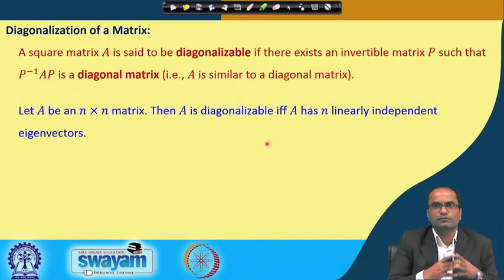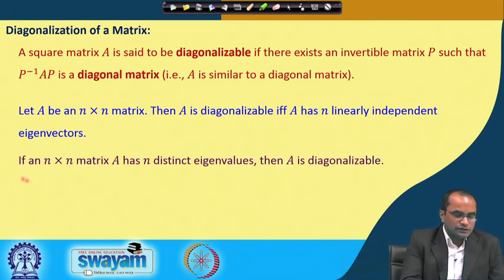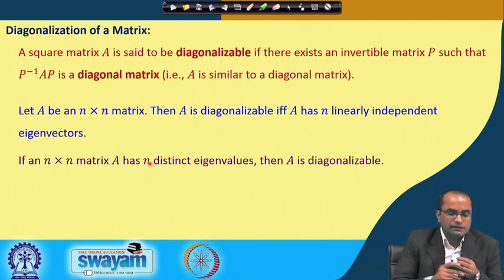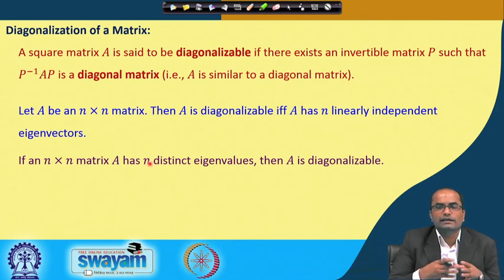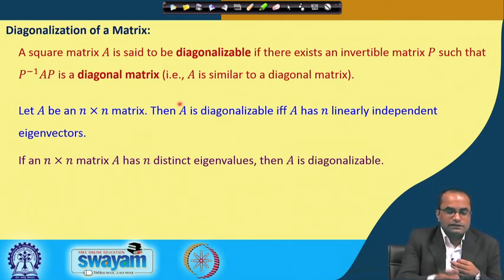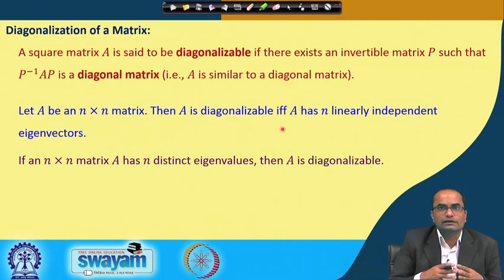Again, we will not go through the formal proof here, but we will see with the help of many examples how this works. Another consequence of this result is that if A is an n cross n matrix and it has n distinct eigenvalues, then it is also diagonalizable. The reason is clear: if we have n distinct eigenvalues, then we will also get n linearly independent eigenvectors. That is a result we have already seen in the previous lecture, that corresponding to distinct eigenvalues we have linearly independent eigenvectors. So, this second result is eventually the same as the previous one, that A is diagonalizable if and only if it has n linearly independent eigenvectors.